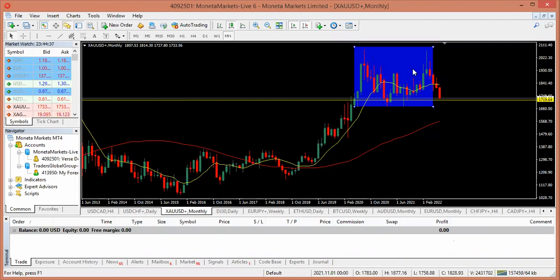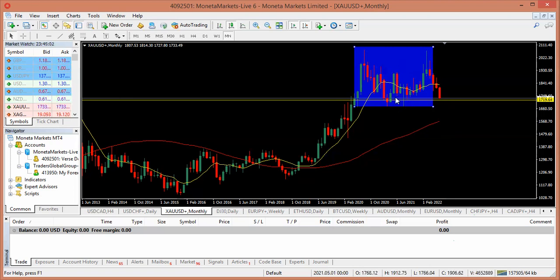Within this rectangle is a ranging trend. Price is not clearly going up, neither is it clearly falling down. Price fell, up, fell, up, fell. Within here is a ranging trend. And we're on a monthly time frame, meaning that one candle represents what price did in a month.